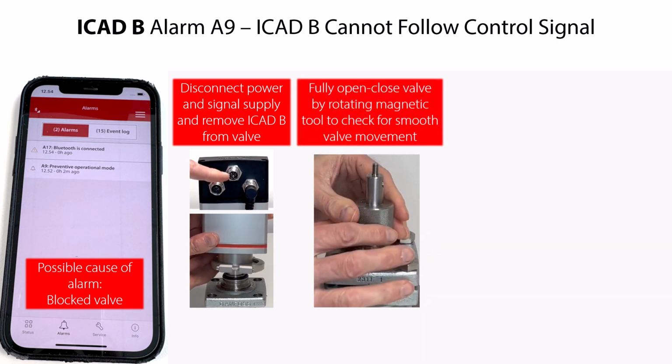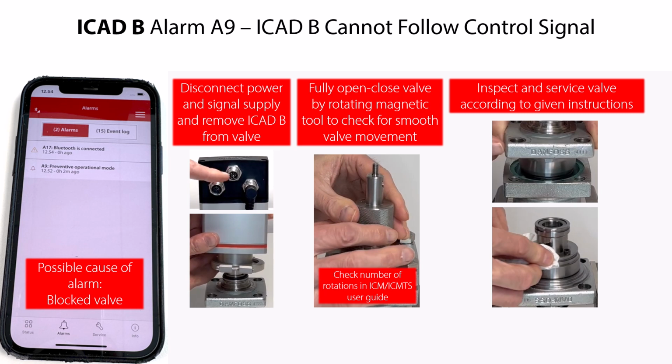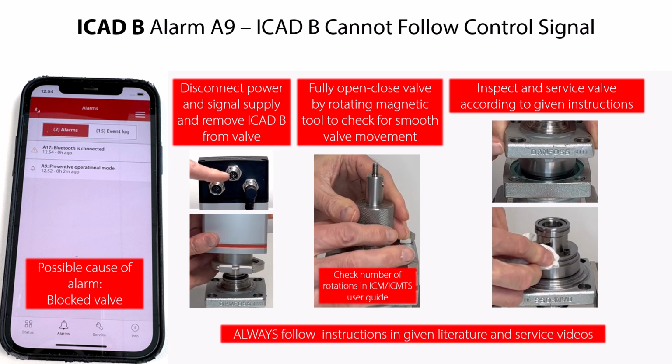Use the magnetic tool seen here, rotate it to slowly open and close the valve through the full open-close range. Please note that you can find the number of rotations for each ICM and ICMTS valve sizes in the ICM and ICMTS user guide. There should at no point be any sticking or tight valve movement. If this is the case, you might need to remove the valve module to clean the valve from possible particles, or you might need to replace the valve module if it is damaged. Doing this, always follow the instructions in given valve literature and service videos where available.